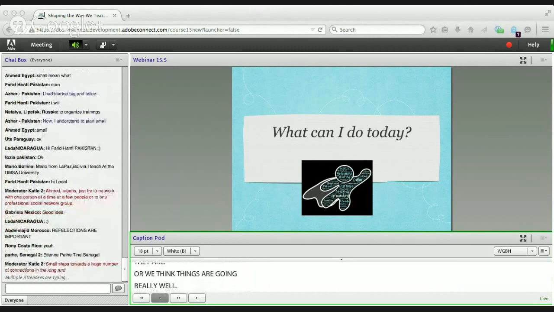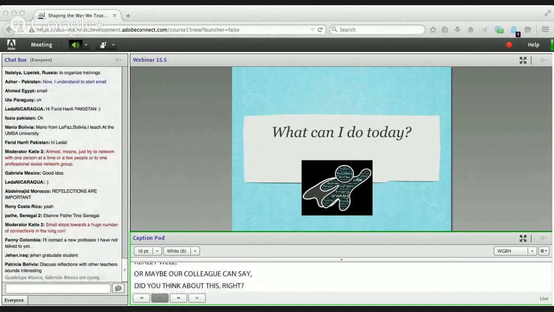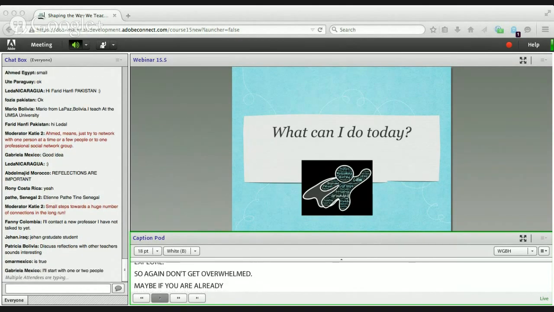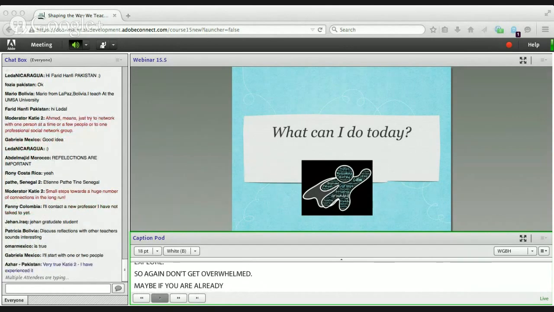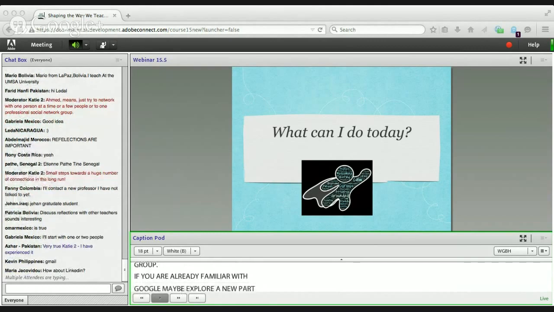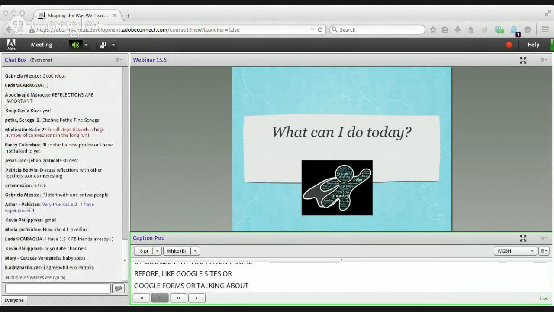And the third challenge for you is to think about one piece of technology, if it's available, that you could take some time to explore. So again, don't get overwhelmed. Maybe if you're already familiar with Facebook, which it sounds like you are, then maybe you explore how to create a group, right? If you're already familiar with Google, maybe explore a new part of Google that you haven't done before, like Google Sites or Google Forms, to create a survey for maybe the teachers in your institution to talk about different things. You could even create a survey in preparation for a lunch and learn, right?